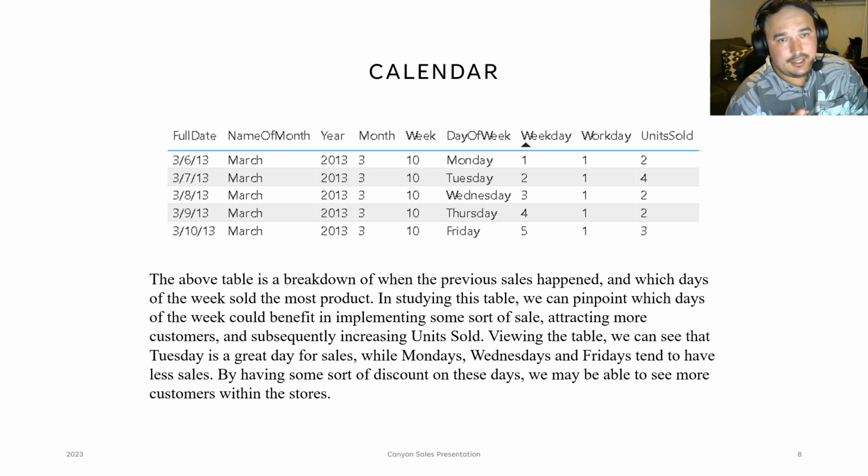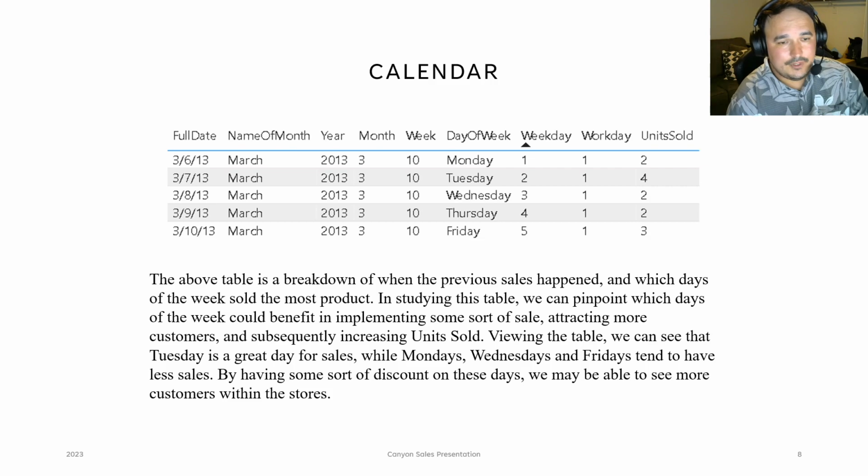This is going to be a calendar breakdown of, I guess, the only present year that we have sales data for. The above table is a breakdown of when the sales happened and which days of the week sold the most product. So in studying this table, we can pinpoint which days of the week could benefit from implementing some sort of sale. We could try to attract more customers this way and subsequently increase the units sold.